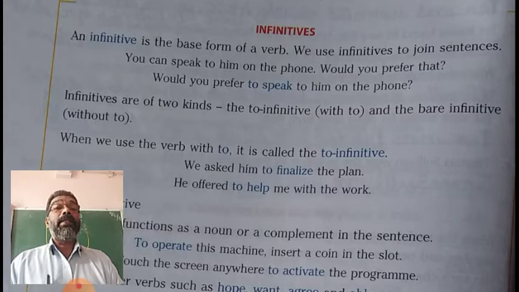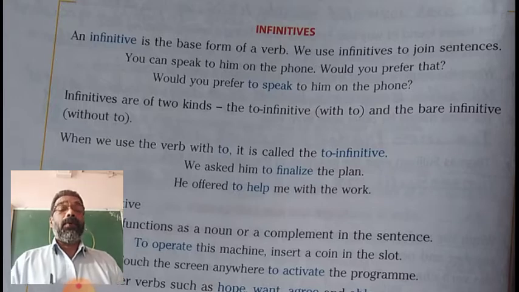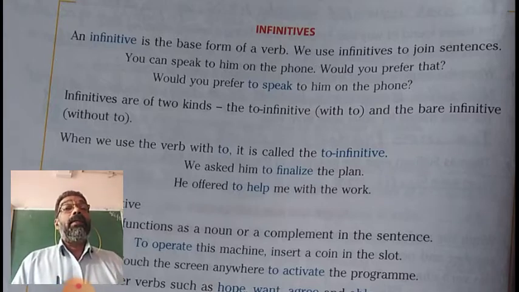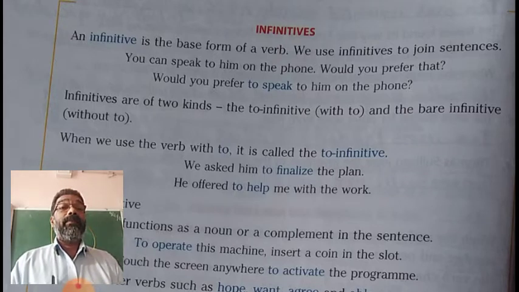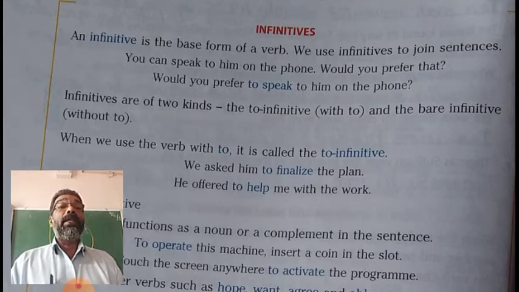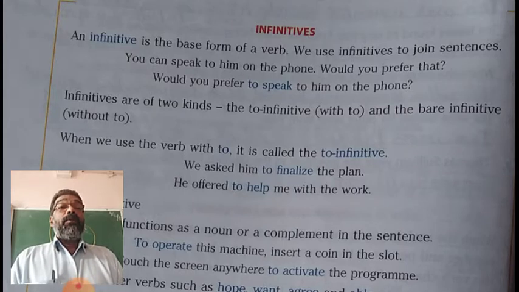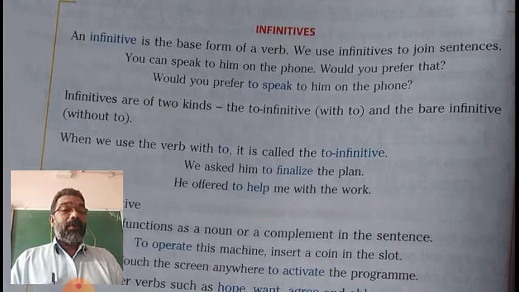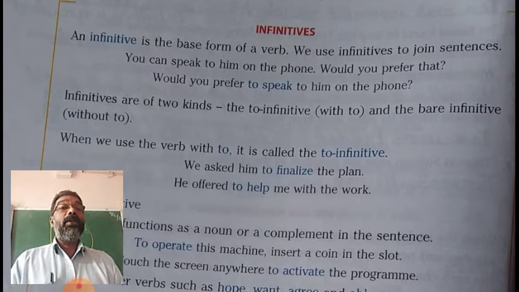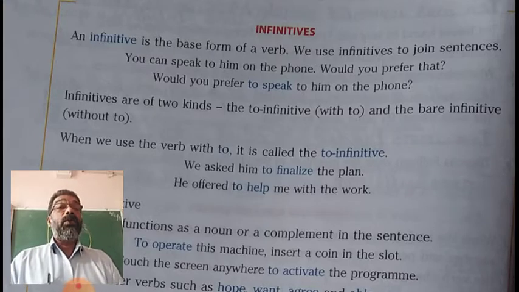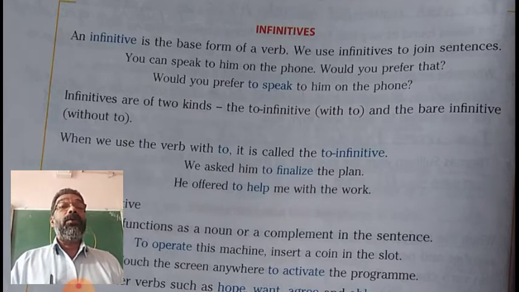Here, one example is given. Two sentences are given here. You can speak to him on the phone. Then, the next sentence is, would you prefer that? Now, we can join these two sentences using an infinitive: Would you prefer to speak to him on the phone? So, here you see two different sentences are joined into one sentence using the infinitive "to speak".